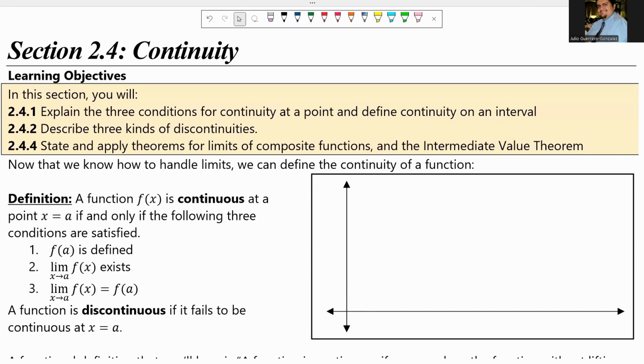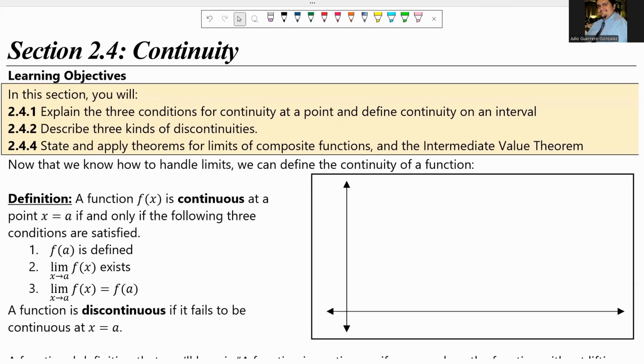One of the things that we use the limit for, in the greater picture of calculus, is to define something called continuity. It's a property that is super important when we start looking at other functions later on in the calculus course.